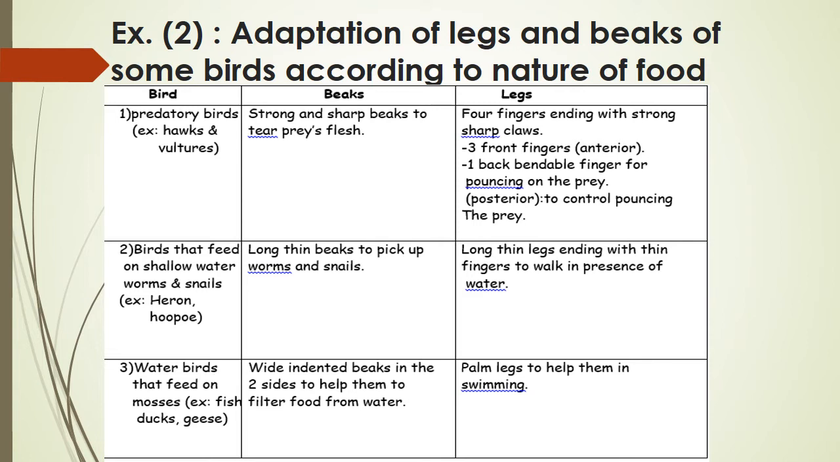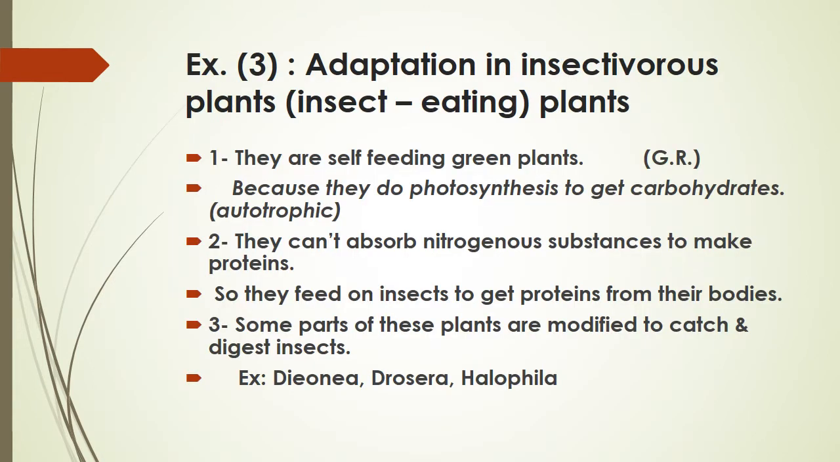Birds that feed on shallow water worms and snails like heron and harpy have long thin beaks to pick up worms and snails, and long thin legs ending with thin fingers to walk in the presence of water. Water birds that feed on mosses, like fish, ducks, and geese, have wide beaks indented on the 2 sides to help them filter food from water, and palm legs to help them in swimming.